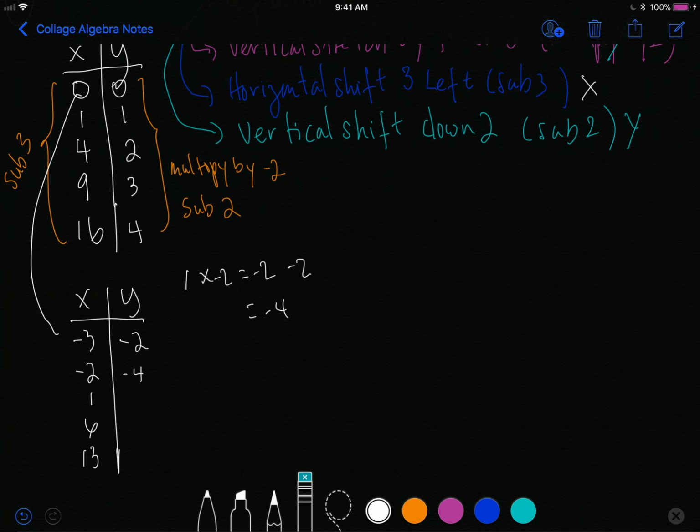Then the next number is 2. So 2 times negative 2 is negative 4. Negative 4 minus 2 is negative 6. So the next point right here is negative 6. Plug in 3. 3 times negative 2 is negative 6. Negative 6 minus 2 is negative 8. 4 times negative 2 is negative 8. Negative 8 minus 2 is negative 10.